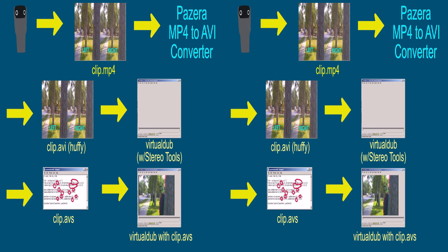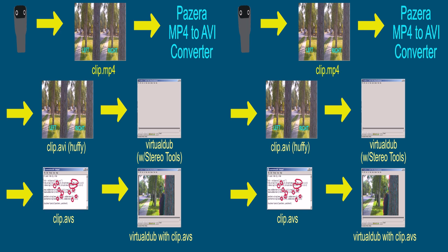Going into the workflow, I start off with my camera, I record my clip, and then I export that clip into my computer. It's an MP4 file, and it's in a left-right format. So from that point, I put it into Pizarra's MP4 AVI creator, and that creates an AVI clip.